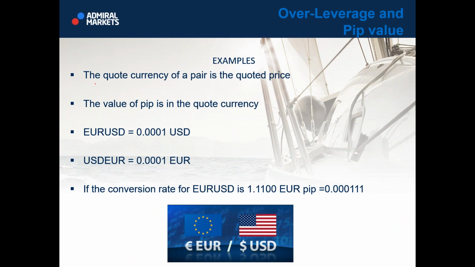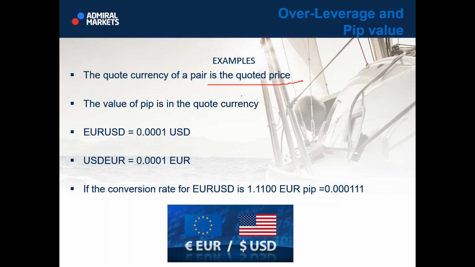Now, the examples. The quote currency of a pair is the quoted price. Okay. So the value in pip is in quote currency. So if euro dollar is 0.0001, also dollar euro is 0.0001 euro. Okay. So if the conversion rate for euro dollar is 1.1100, the euro pip value is 0.000111. Okay. So that is pip value.